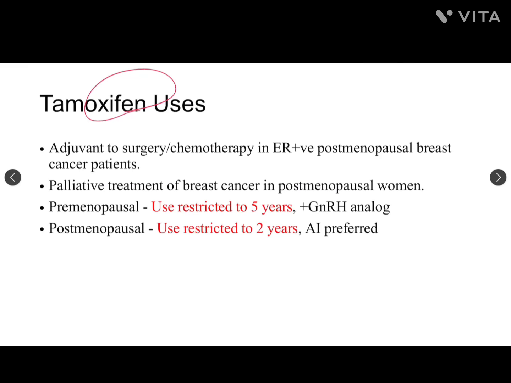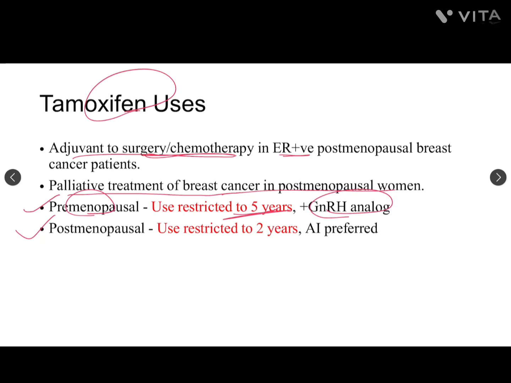How do we use tamoxifen therapeutically? So tamoxifen is used adjuvant to surgery and chemotherapy in estrogen receptor positive breast cancer patients. It can also be used as a palliative treatment for breast cancer patients in postmenopausal women. Now, how do we give it in premenopausal women? How do we give it in postmenopausal women? In case of premenopausal women, the use is restricted to 5 years. And during that term, we also give GnRH analog together.